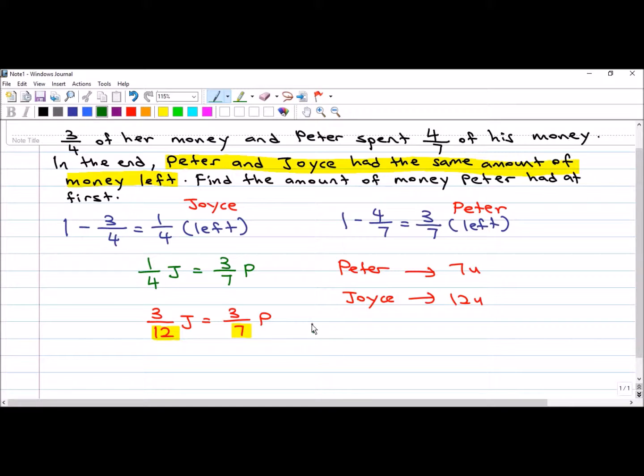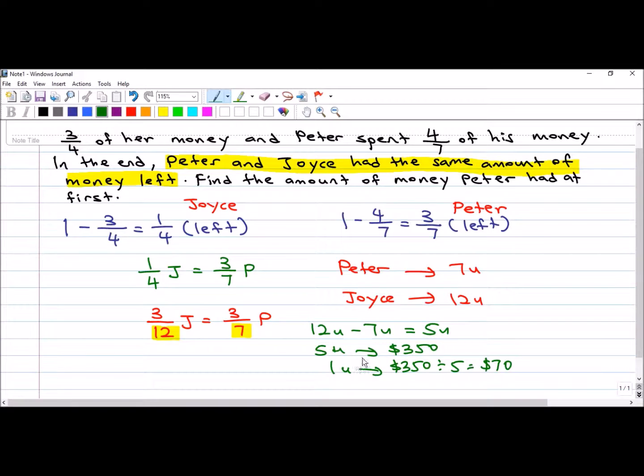We can simply take 12 units minus 7 units, 5 units. This 5 units is actually $350. Then you find 1 unit, which will be 350 divided by 5, which will give you 70.